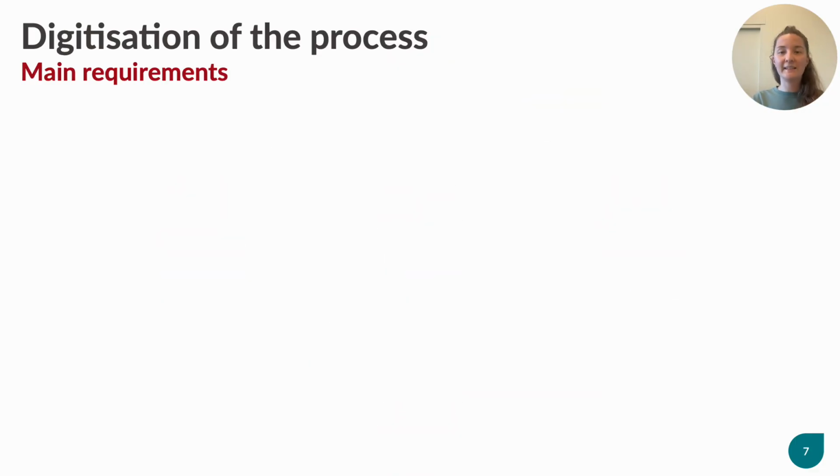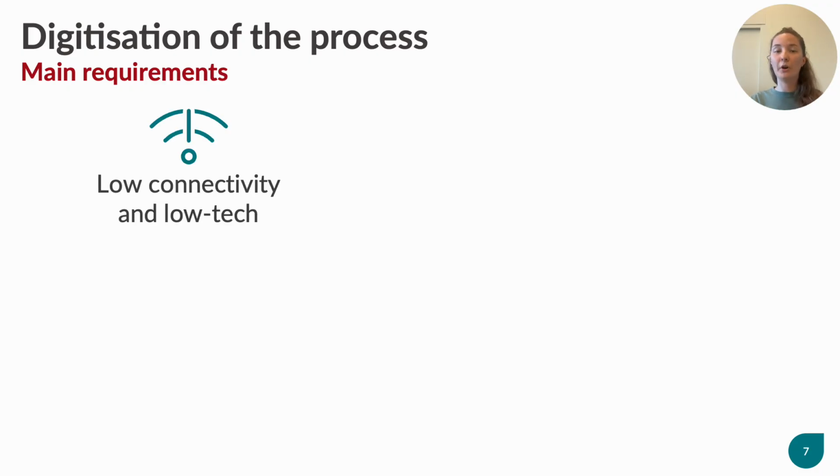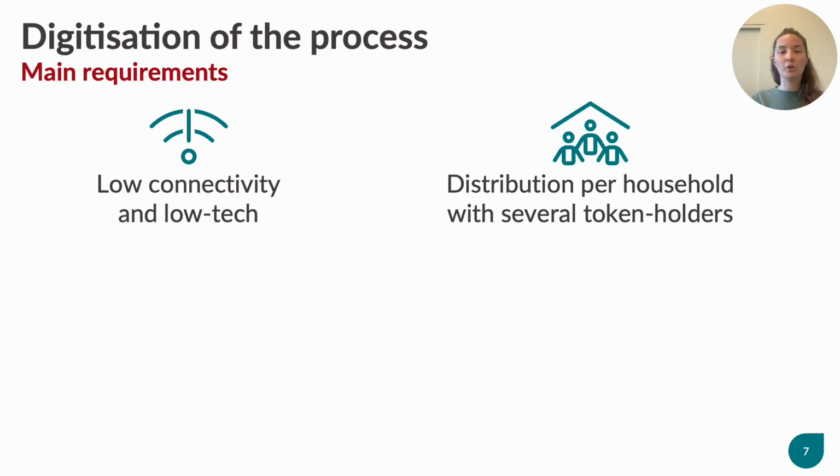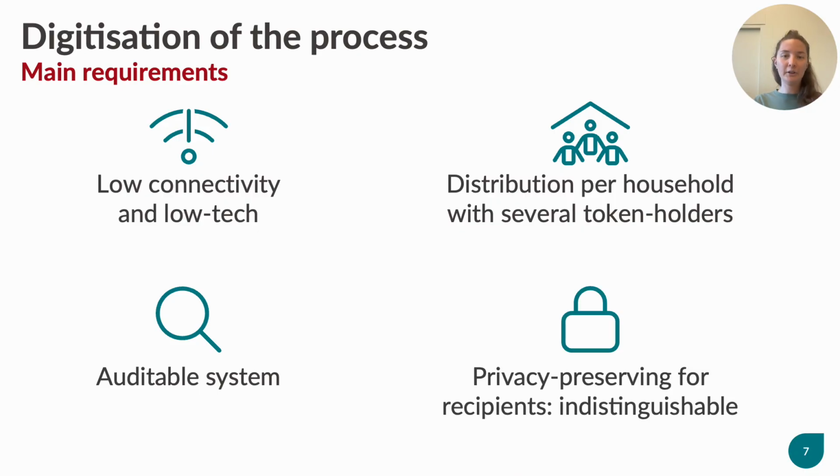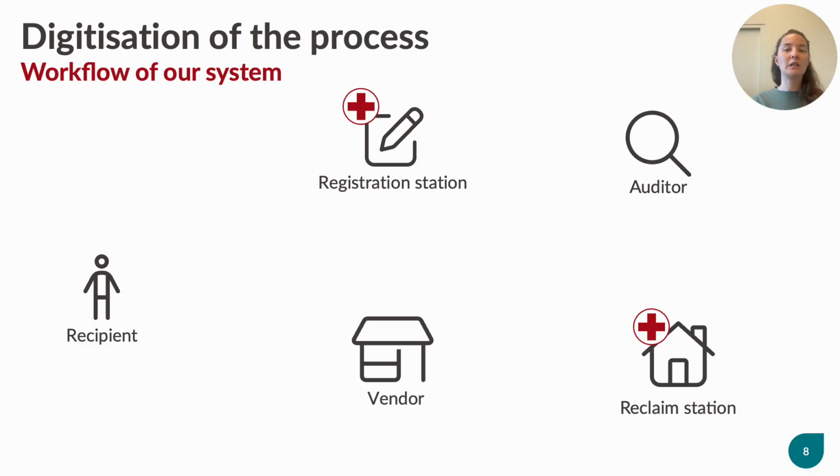After discussing with the RCRC, we defined 4 main requirements. First, the system should avoid high-tech connectivity and use low-tech technologies. The cash distribution should be made per household with several token holders per household. The system should be auditable so that the RCRC can prove to external donors that they spend their money wisely. And finally, the system should be privacy preserving for the recipients, and in particular, the recipients should be indistinguishable among each other.